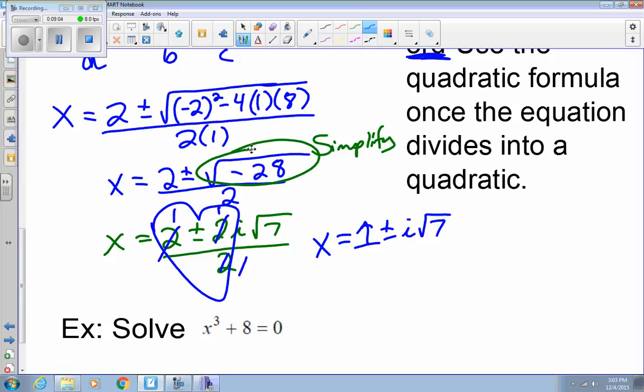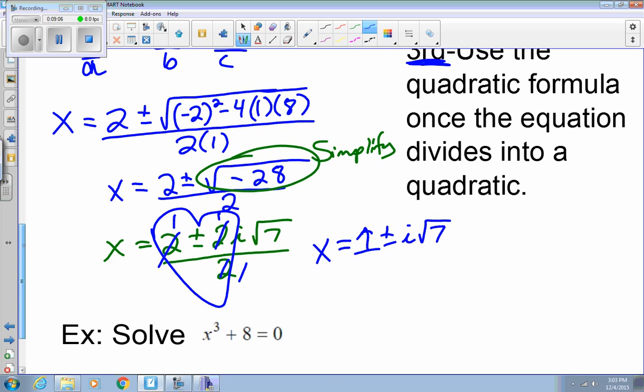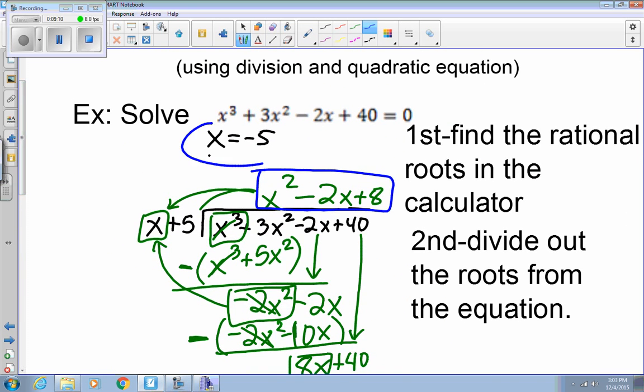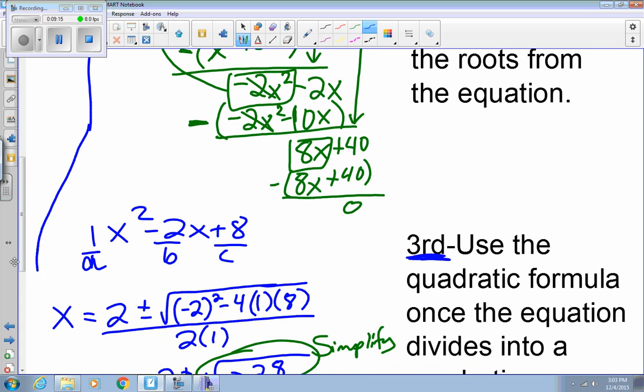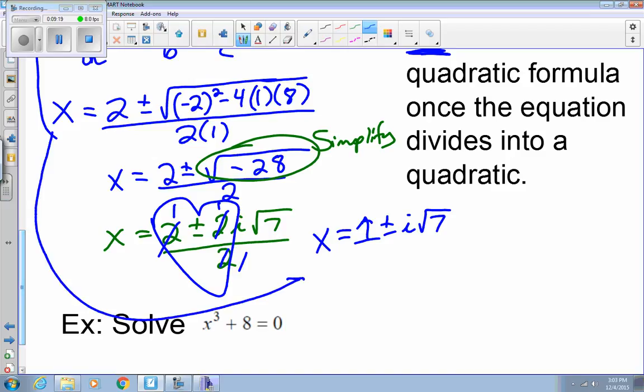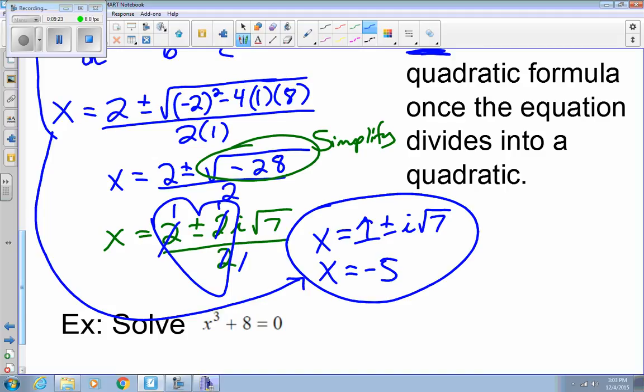So this is our answer, and don't forget, the very first answer we got, x equals negative 5, that is also a solution. So that's got to come down. So there are 3 solutions. You have 2 imaginary and 1 real.